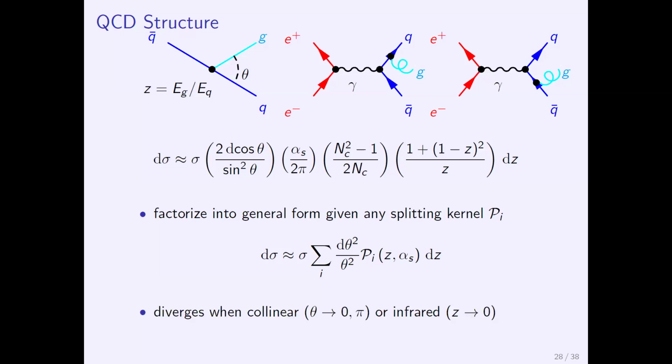Something that's important to note here is that this thing diverges when this becomes completely collinear. So when theta becomes 0, this thing diverges. So theta 0 or pi, you see that here in this term. Or when we have something that's infrared, so when this Z goes to 0. In other words, this gluon energy becomes really quite small, and in that case this gives us a divergent term here. So the way that we set this up in terms of our sampling, we have to be very careful because we have these divergences enter.